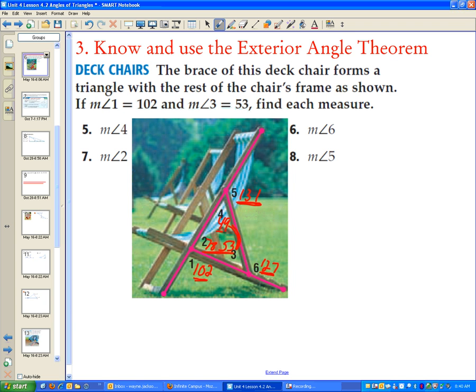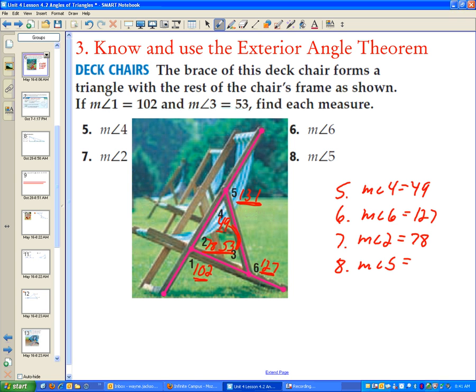So the measure of angle 4 is 49. The measure of angle 6 is 127. The measure of angle 2 is 78. The measure of angle 5 is 131. Questions?